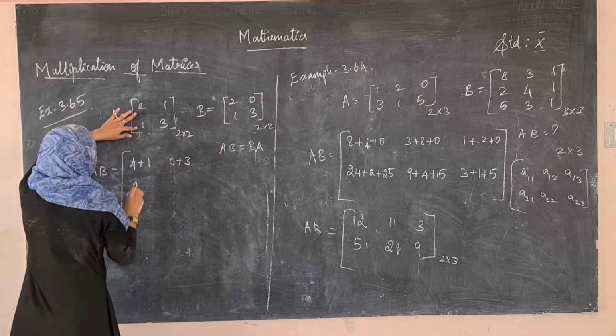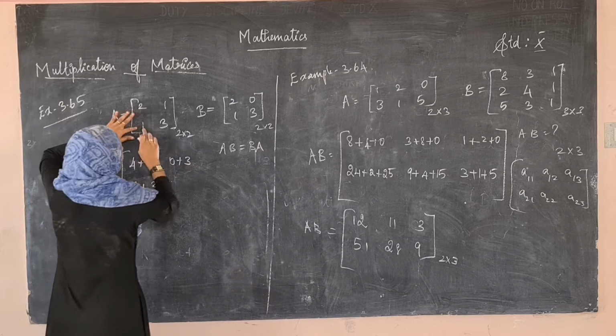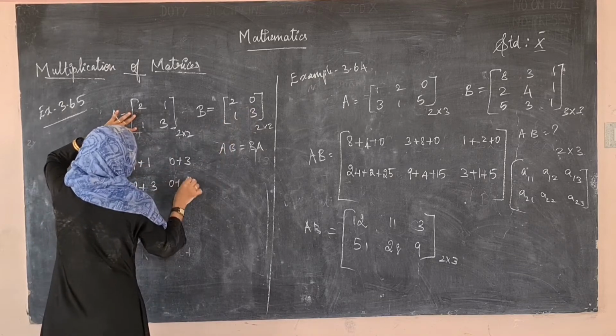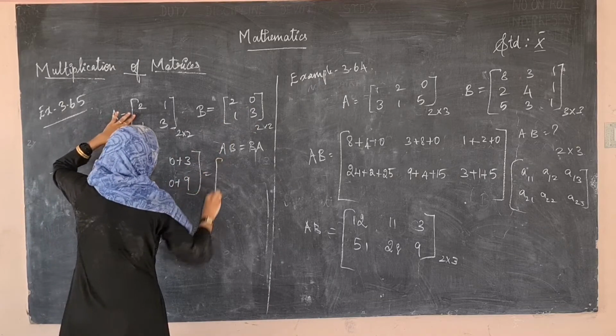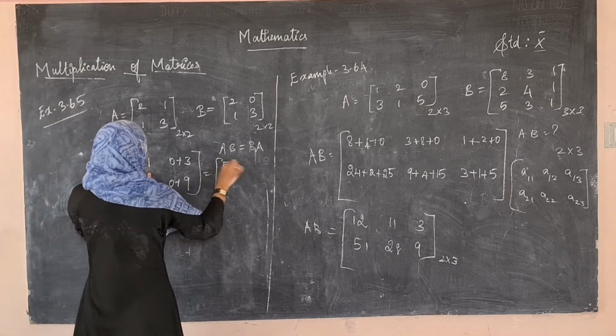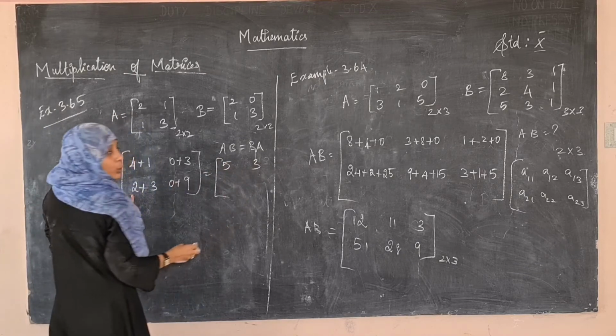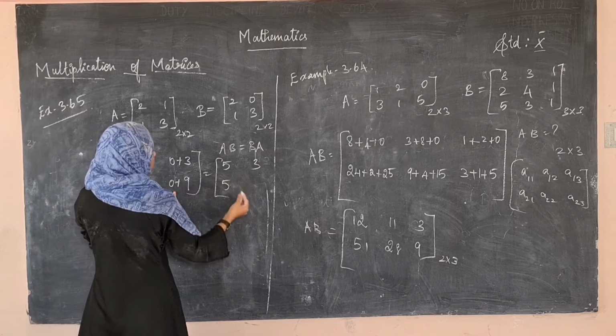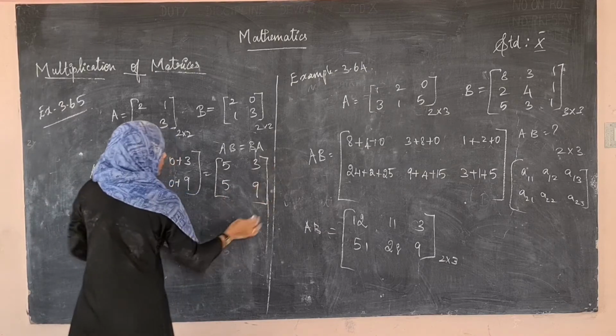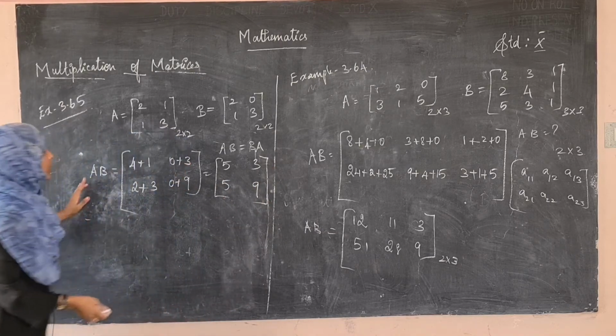1 into 2 is 2 plus 3 into 1 is 3. 1 into 0, 0 plus 3 into 3 is 9. This is equal to, what's the answer? 4 plus 1 is 5. 0 plus 3 is 3. 2 plus 3 is 5. 0 plus 9 is 9. This is A cross, so A into B.